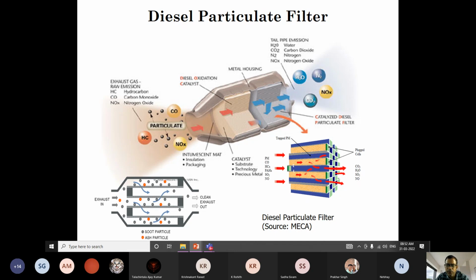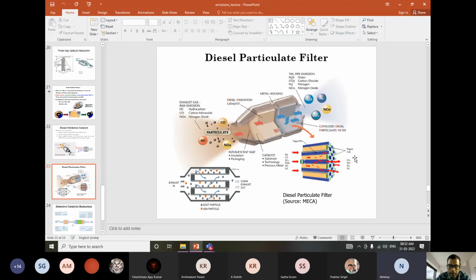That's why the exhaust pipeline is now not a simple pipeline. It is a small chemical factory, we can say. TWC and DOC are common, very common from light duty to heavy vehicles, from BS3 onwards.